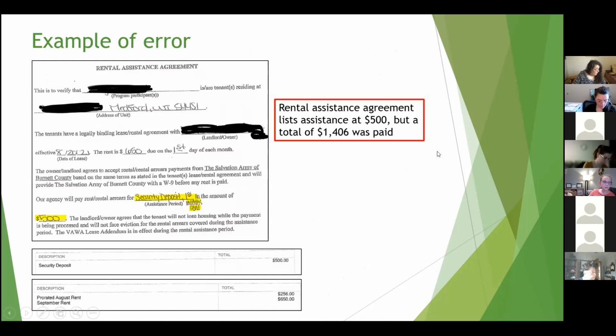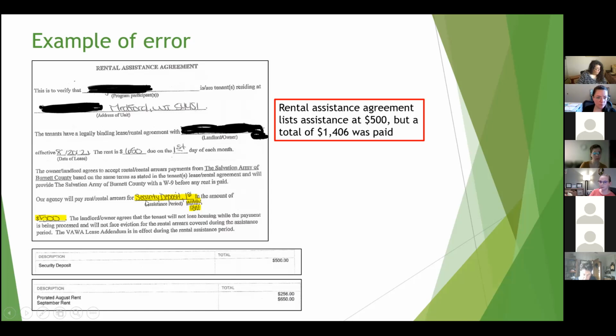So here's an example of an error that's fairly common. On this rental assistance agreement, it says that the agency will pay a security deposit and first month's rent in the amount of $500. I guess it's deceptive, because technically what they mean is that the security deposit is $500 and each month of rent is $500, but that's not what this says. What was actually paid was a security deposit of $500, then prorated August rent of $256, and September rent of $650, which is more than the $500. So just make sure it's consistent with what you're actually paying.